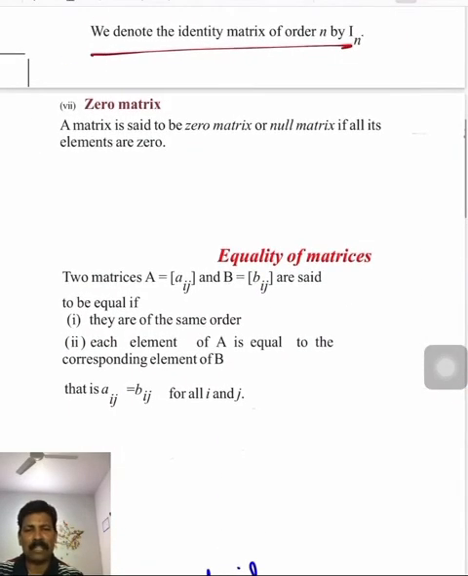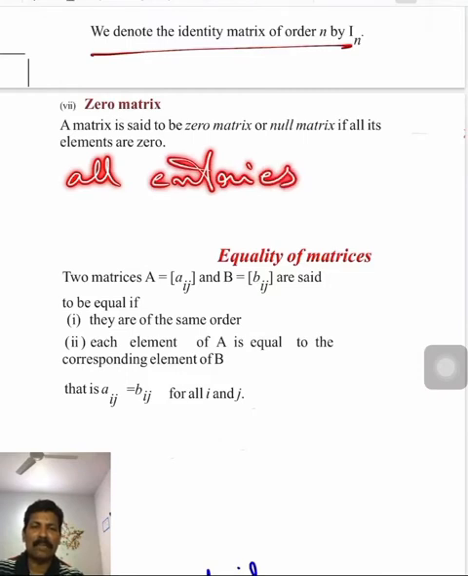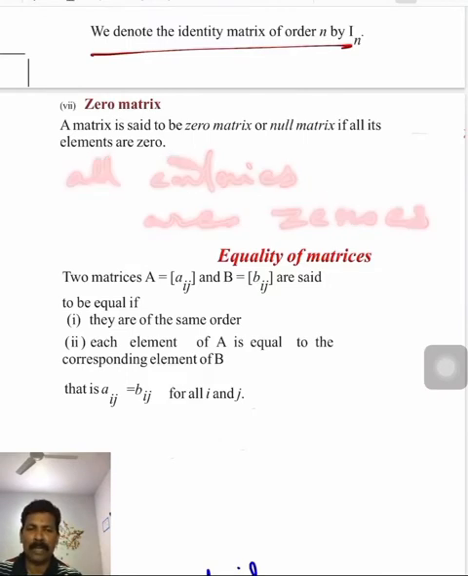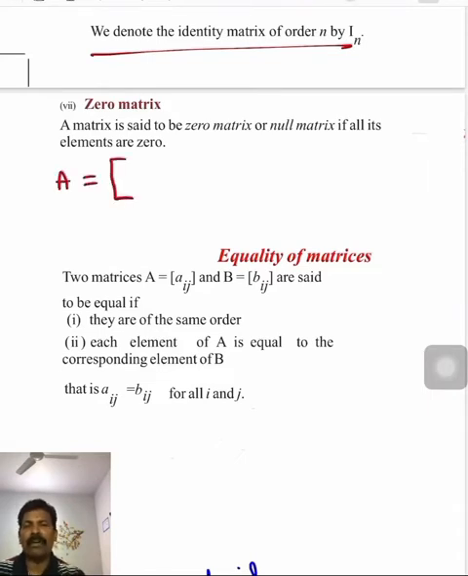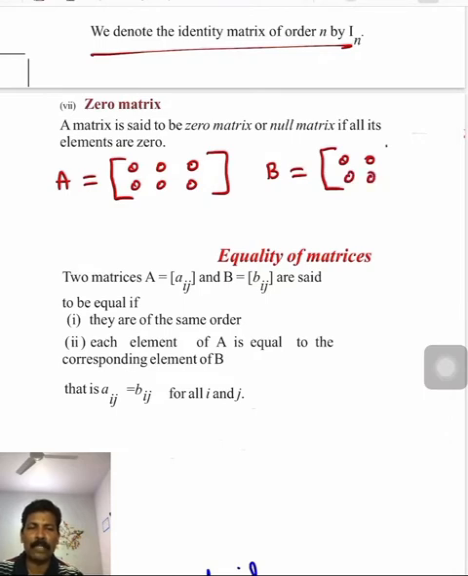Next one is the zero matrix. A matrix is said to be a zero matrix or null matrix if all its elements are zero. Here remember that a matrix need not be a square matrix. It can be any order matrix, but only one condition: all elements should be zeros. For example, 0 0 0 first row, second row also 0. Simply speaking, all elements 0. Capital B, 2 by 2, zero matrix 0 0, 0 0. Capital C, 0, like that.